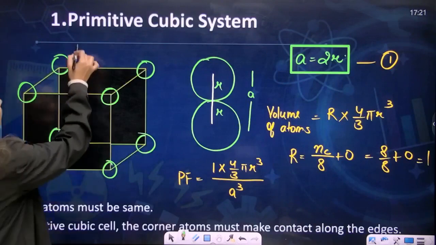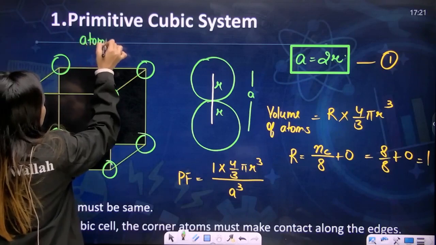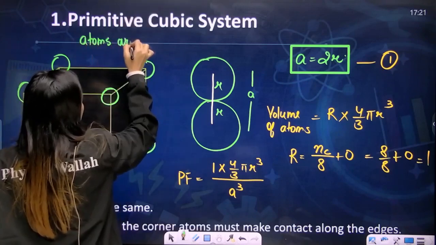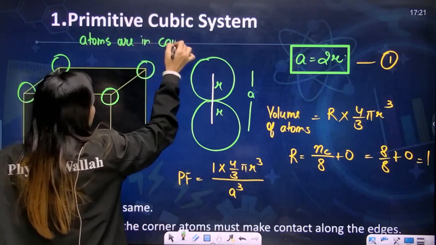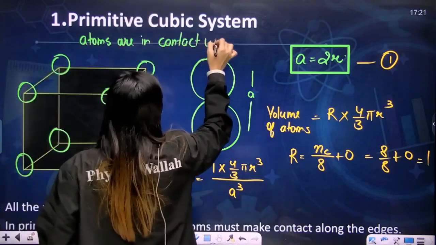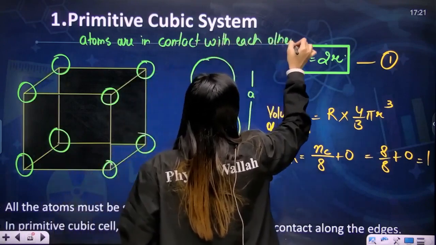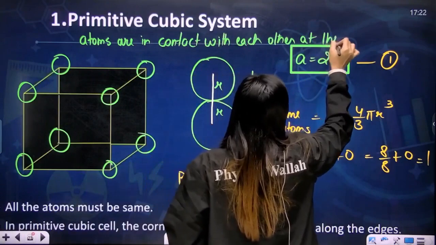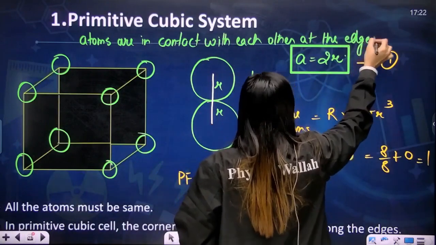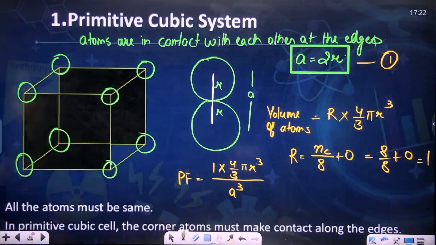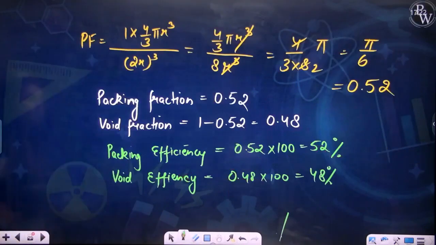You can write here that atoms touch each other, are in contact with each other at the edges. This is something you need to write so that you will always remember. Please write it down and then we'll move forward. Next is this.